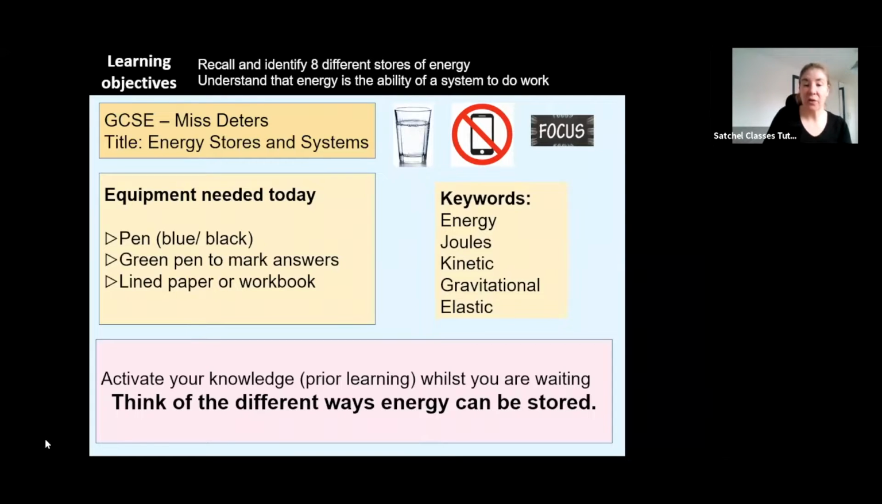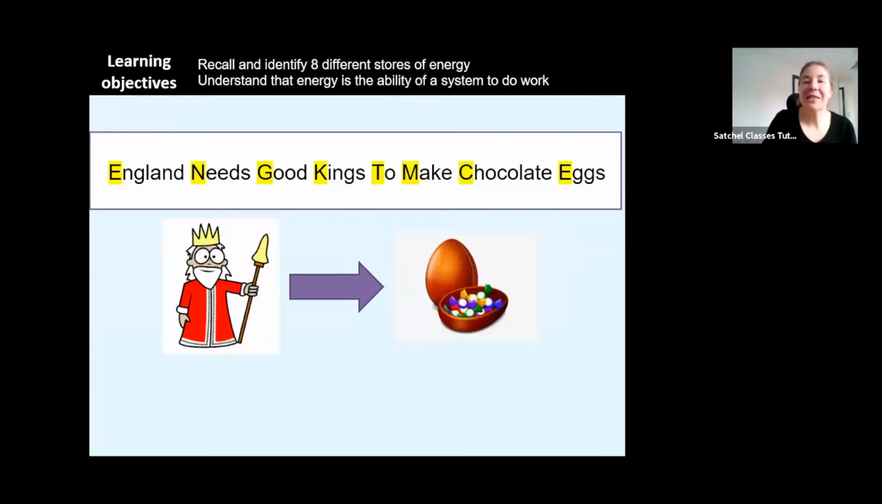So what I want you to do is have a think about the different ways that it can be stored. If you need a little bit of a reminder, I can give you a hint by saying that the key words might help, okay? So kinetic, gravitational, elastic, they might help bring back some of the different ways that energy can be stored. So let's go straight into it. All right, we need to remember the different ways that energy can be stored.